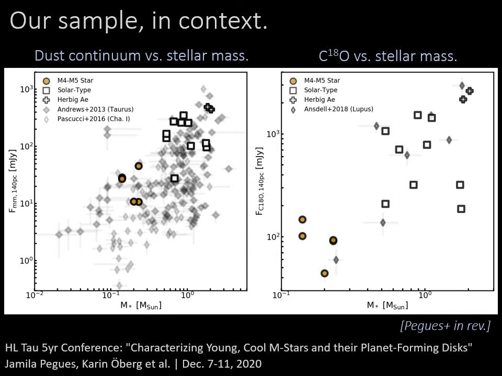These plots compare populations of disks in terms of their stellar mass along the x-axis and their dust continuum fluxes on the left plot and C18O fluxes on the right plot along the y-axis. Now the dark gold circles are the M4-M5 disks from this work, while the white squares and white pluses are solar type and Herbig A disks from previous works that have been observed in the same sort of chemistry that was observed for our own sample. And as you can see, overall our sample fits in quite nicely, and we can start making these comparisons.